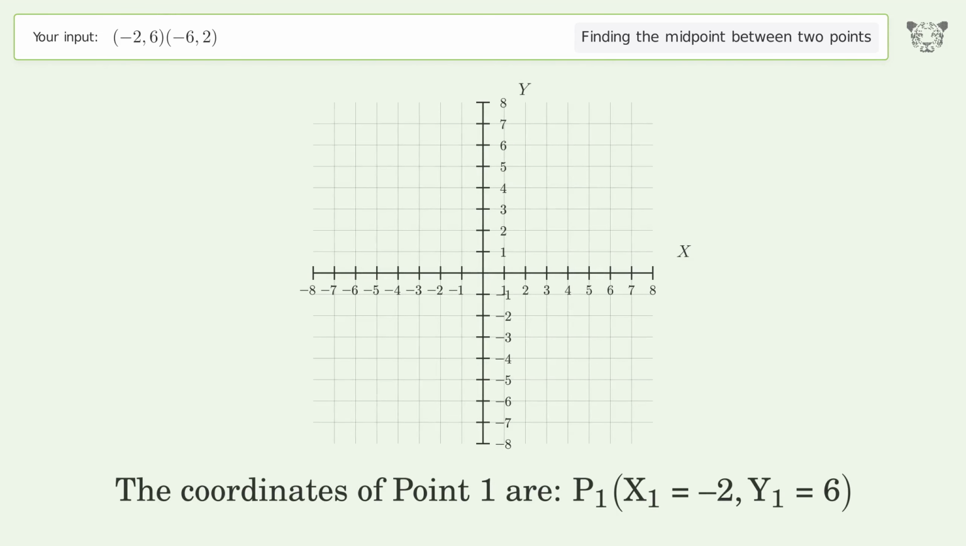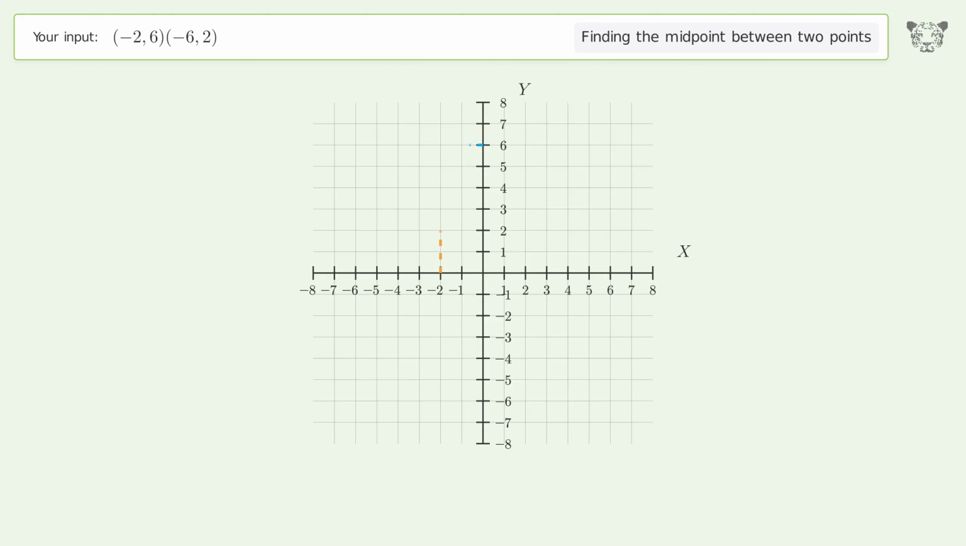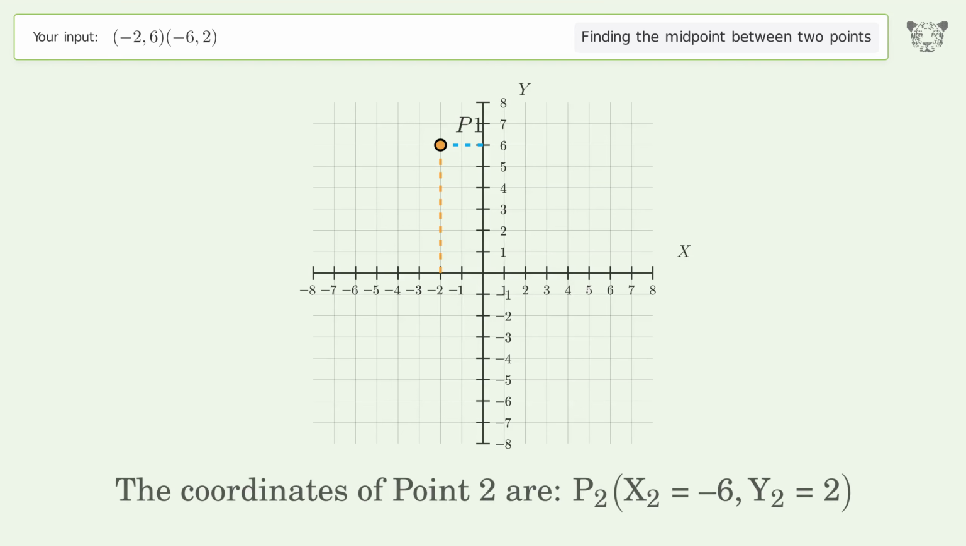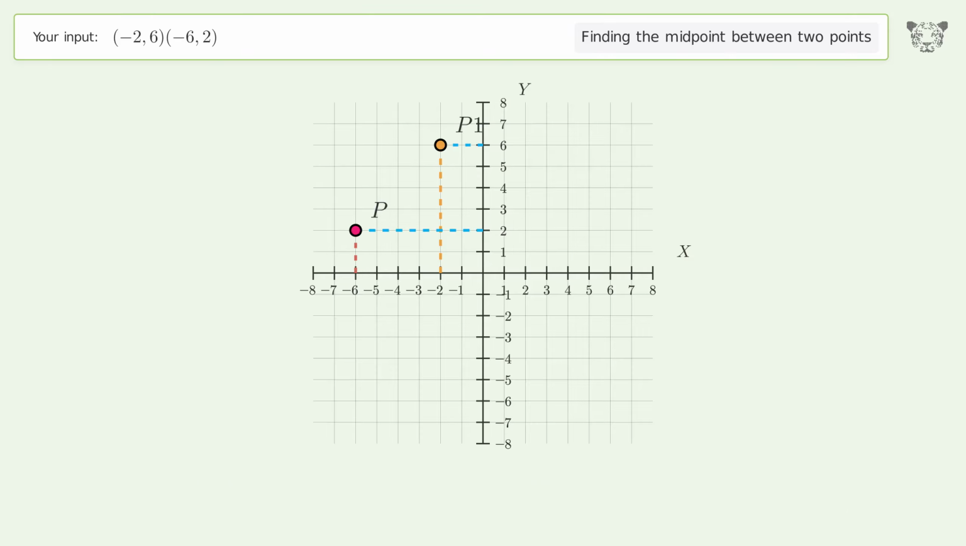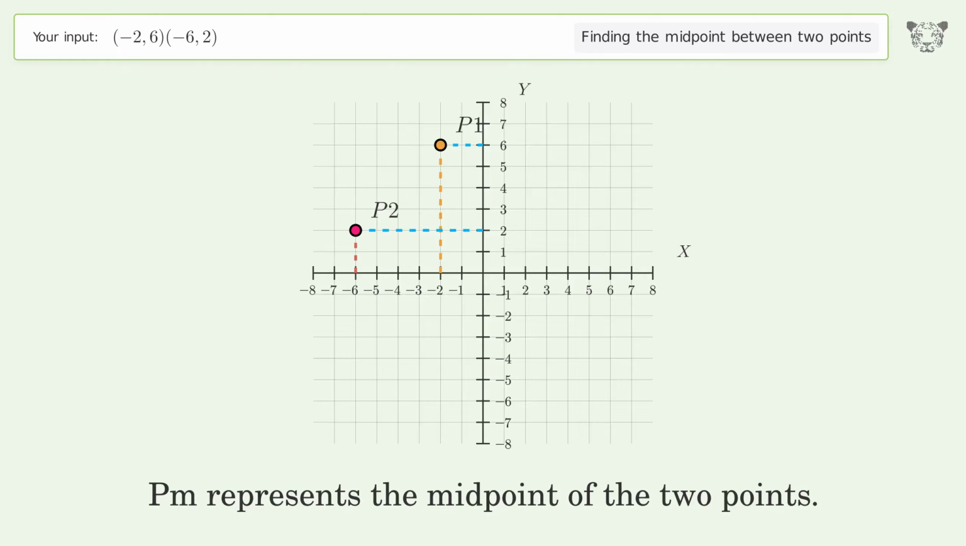The coordinates of point 1 are x1 equals -2, y1 equals 6. The coordinates of point 2 are x2 equals -6, y2 equals 2. PM represents the midpoint of the 2 points.